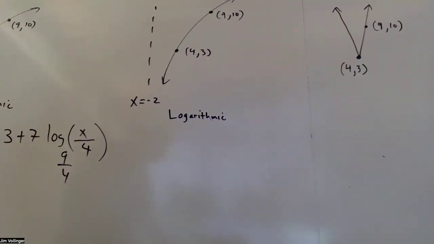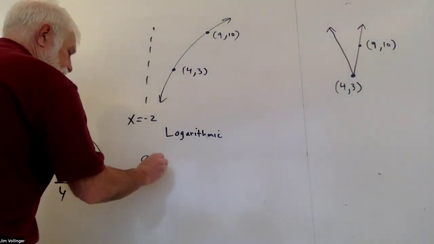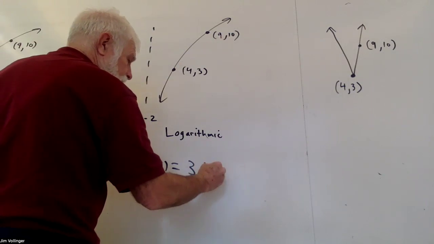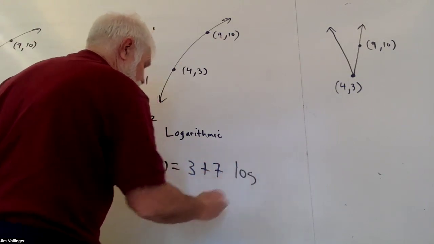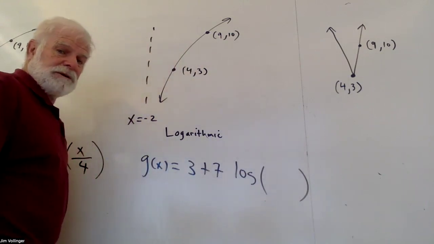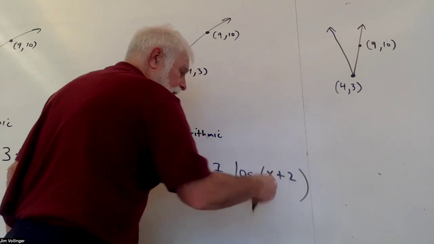Asymptote of -2. G of x. Still going from 3, still going to 10, still a log, but I'm shifting. I'm using transformational language there. I'm shifting my perspective to -2. And that's what I'm measuring from.